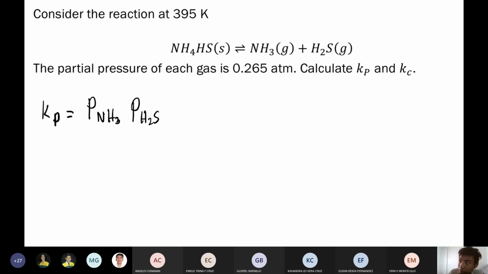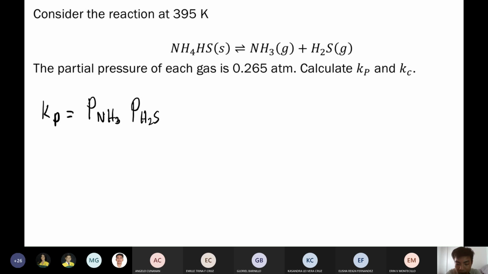How about the reactant? Susulat ko ba yan? Sagot ay hindi. No? So, hindi ko siya susulat because siya ay solid. Remember, only aqueous and gaseous phases are ought to be written in the K. Yung solids and liquids, hindi sila isusulat. Okay? So, yan na yung Kp natin.